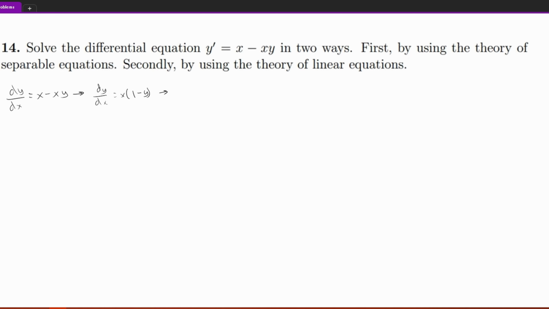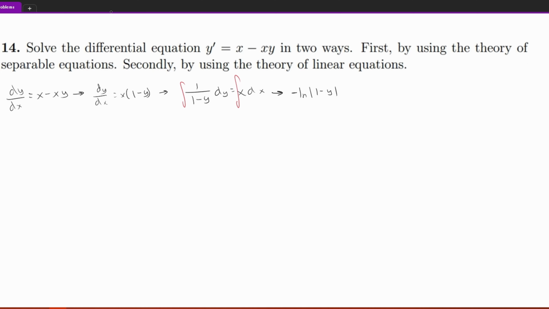Now we can divide both sides by 1 minus y and dx. So we'll have 1 over 1 minus y dy is equal to x dx. Now from here, we can take the integral of both sides. Since we don't have any bounds, we'll have to have a plus c on the right. And from here, we are going to get an ln of 1 minus y. Since we have a negative in front of our y, we have to have a negative out front.